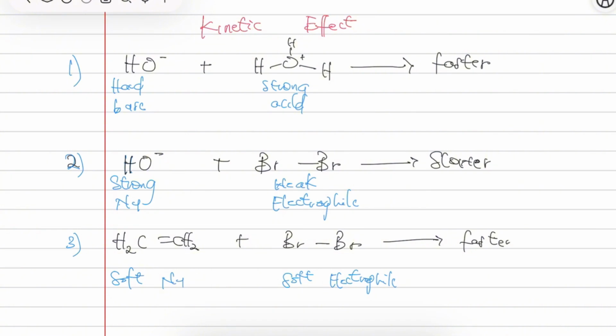Which product forms faster? Is it when you have a strong nucleophile and a weak electrophile, or when you have a weak nucleophile and a weak electrophile? This kinetic effect explains how fast the product will form. When you have a hard base and a strong acid, the reaction is usually faster. When you have a strong nucleophile and a weak electrophile, the reaction is usually slower. Invariably, when you have a soft nucleophile and a soft electrophile, the reaction is usually faster.